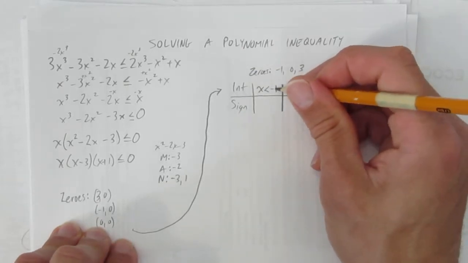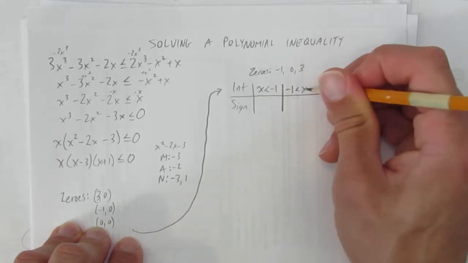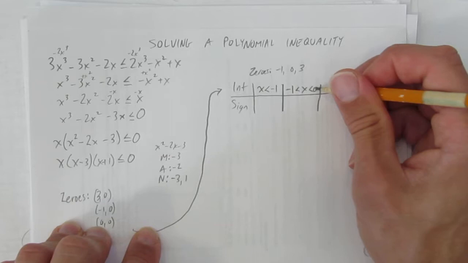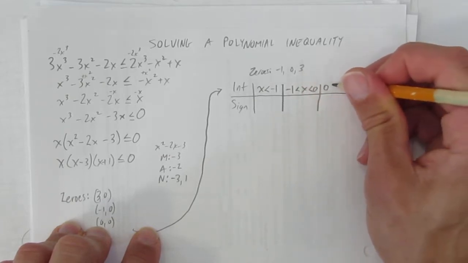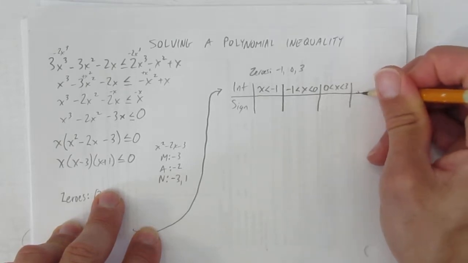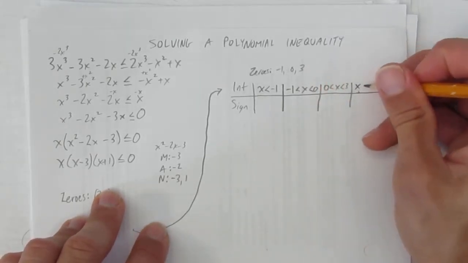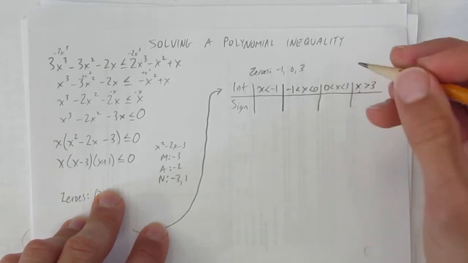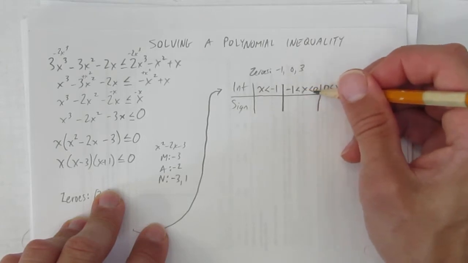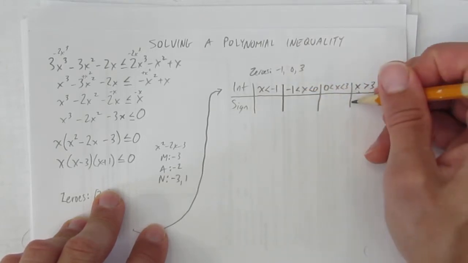Now I want to look at the graph between negative 1 and 0. So negative 1 is less than x, is less than 0. Then I want to look at the graph between 0 and 3. So 0 is less than x, is less than 3. And finally, I want to look at the graph everything after 3. So it's x is greater than 3. The pattern always looks like this. Less than the smallest, and then between all the next numbers until the very end, greater than the last one.